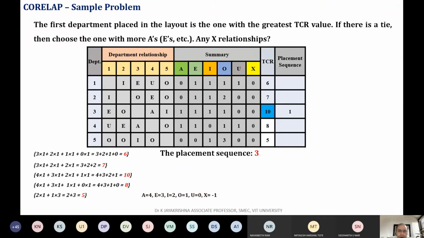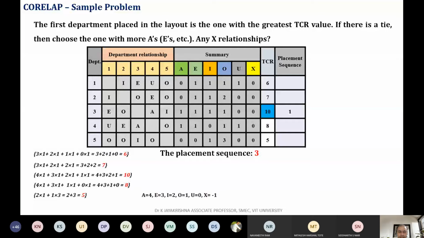12 grids means how can I arrange it? I can arrange it in 4 by 3, 4 into 3. Correct? Or you can arrange it as 3 cross 4. You know other combinations you can do, but don't do it as 6 into 2. I told you again, make it as flat as possible, keep it as flat as possible.